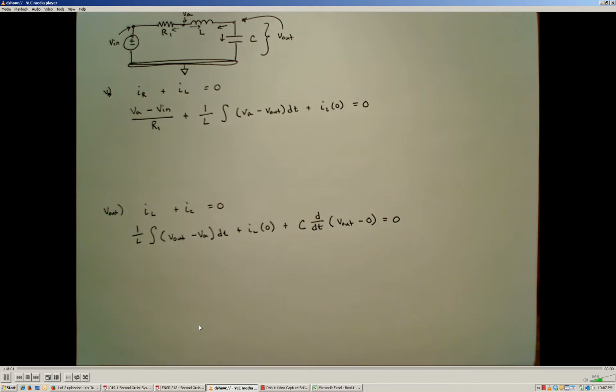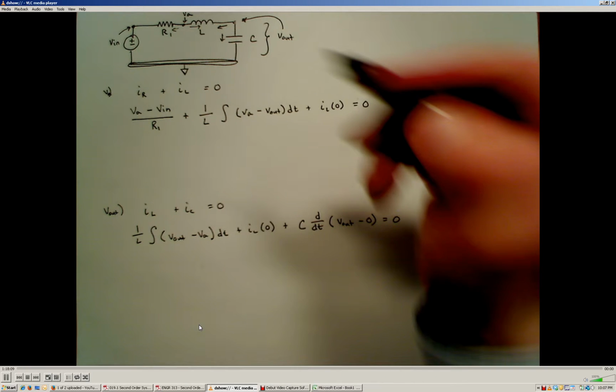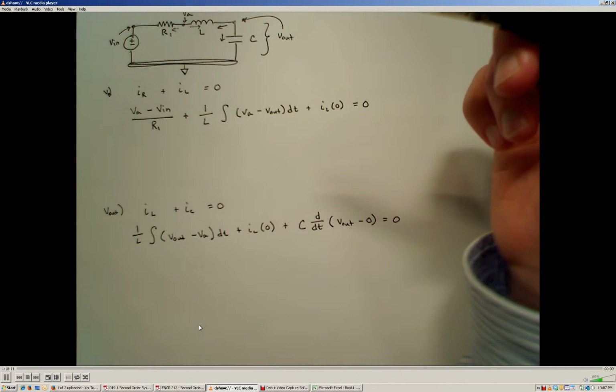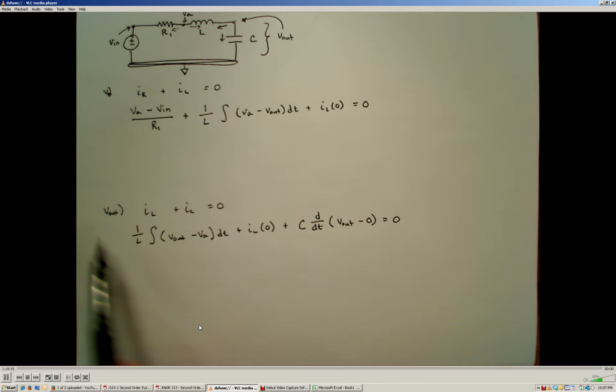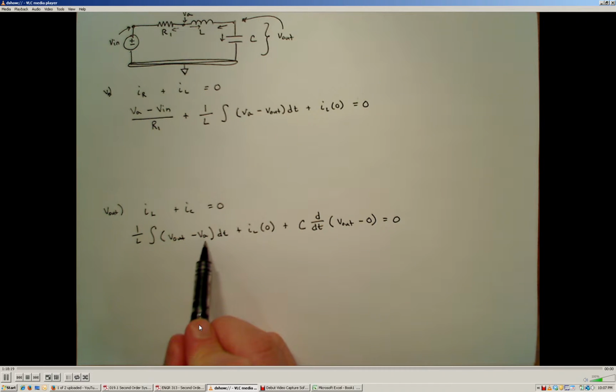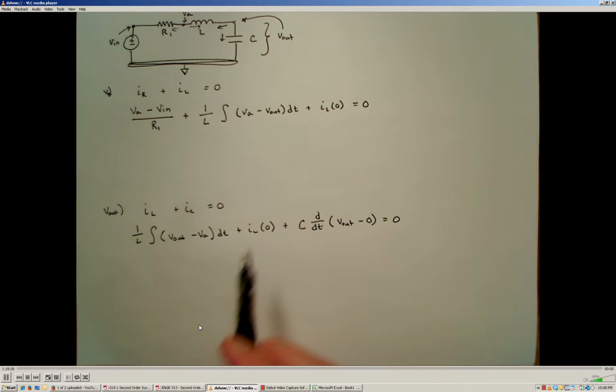Okay, now we see that we have two equations that we need to couple together so that we can come up with a single second-order differential equation. The way I'm going to begin is to look at my Vout equation right here, and I see that I have a single term related to the voltage at node A. If I can get that term isolated by itself, then I can substitute it back into this equation right here.